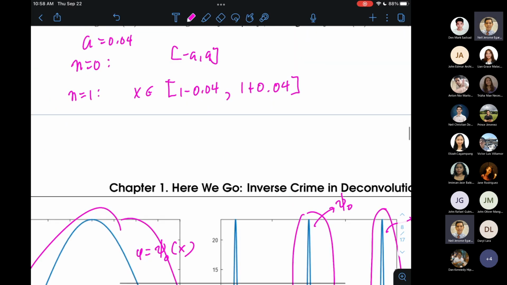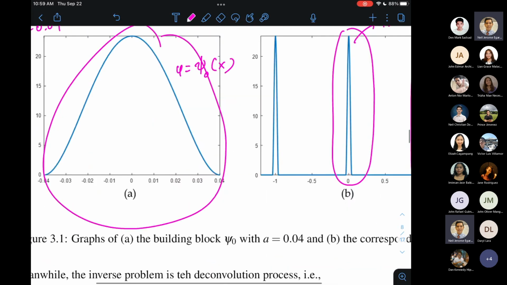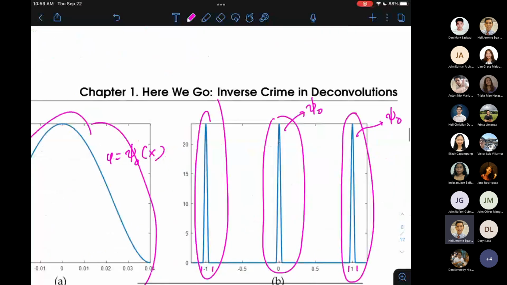Alright? Then when n is negative 1, it means I will copy psi sub 0 again, but now to the interval negative 1 minus 0.04, comma, negative 1 plus 0.04. So that's going to be what? Negative 1.04 to negative 0.96. That's that interval. So this is the third copy of psi sub 0. Then I'll just do this forever. All right? Infinitely many copies of psi sub 0 on the entire real number line.